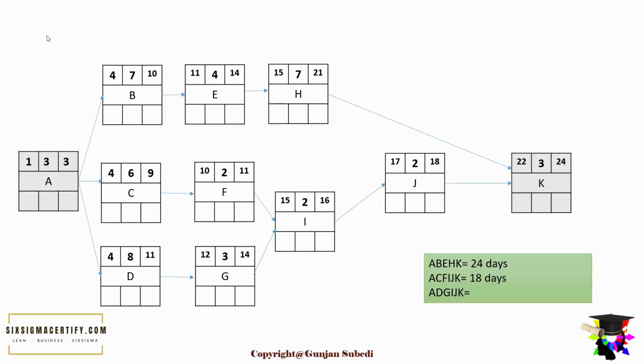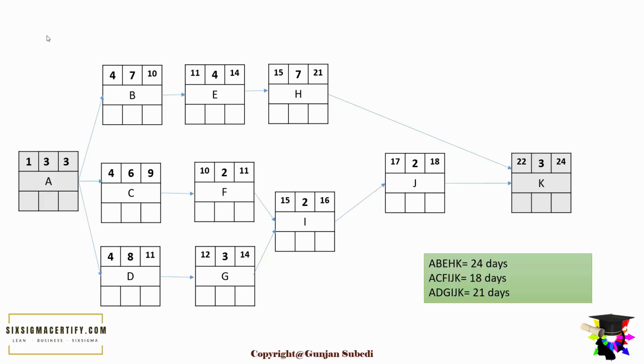Similarly, for pathway A, C, F, I, J, K, it takes 18 days. 3 plus 6, 9, 9 plus 2, 11, 11 plus 2, 13, 13 plus 2, 15, 15 plus 3 gives us 18. For process pathway A, D, G, I, J, K, it takes us 21 days. So we can clearly see from here that the longest path is the path A, B, E, G, J and K, which takes us 24 days. So this is the critical path.